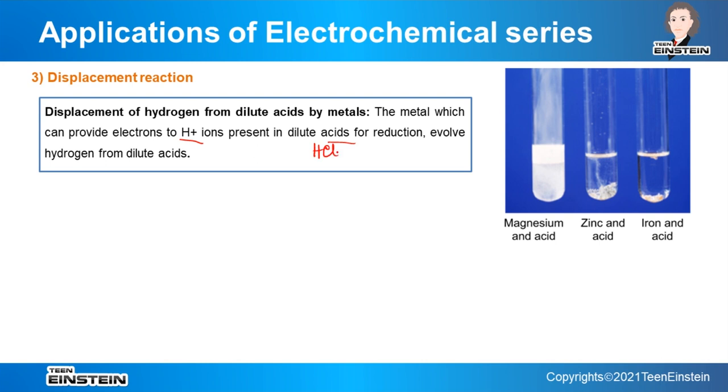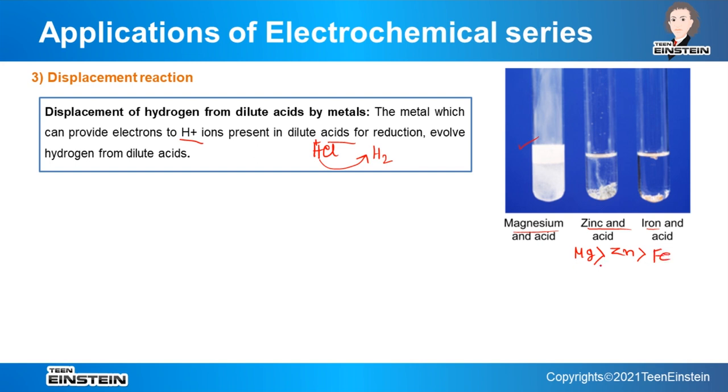Suppose you have taken HCl, so there is H+, and if this H+ accepts an electron, it will be converted to H, and two hydrogen atoms together will make H2. That means there will be evolution of H2. So hydrogen will be evolved from dilute acid, but it is possible only if the metal is highly electropositive. Now if you look at this picture, here we have magnesium and acid, zinc and acid, iron and acid. In the first case the reaction is very vigorous because magnesium is maximum electropositive. So the electropositive character is Mg, then Zn, then iron.